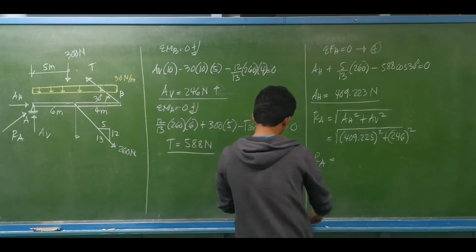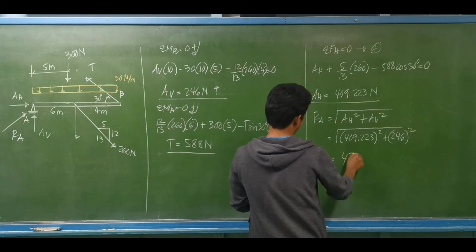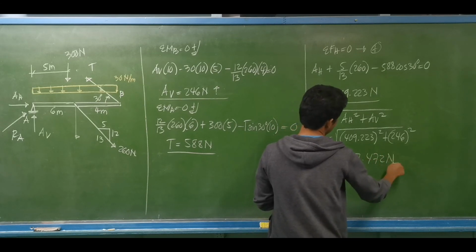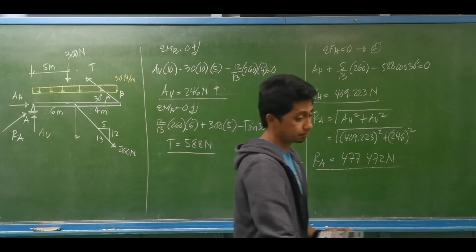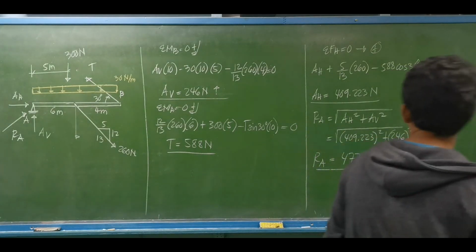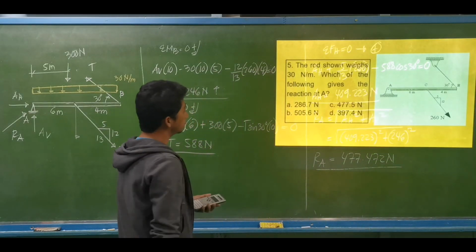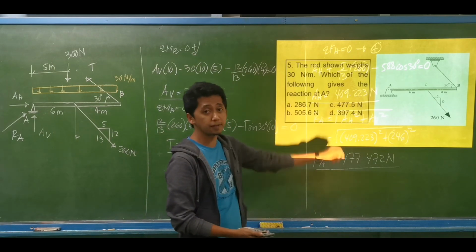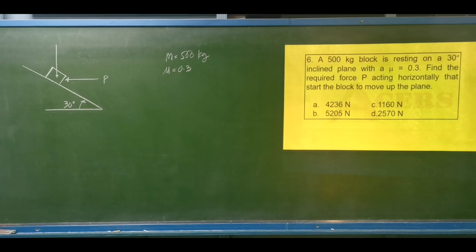We have the value 477.472 newtons. Let us check on our choices. 477.472. Our nearest value is 477.5 newtons.